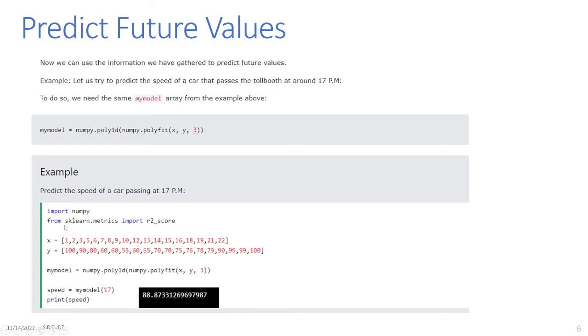So import numpy, from sklearn.metrics import r2_score, and then we have here x. I don't think we need this one, but it's okay. So x equals the value, y equals the value. My model is equal to numpy.poly1d(numpy.polyfit(x, y, 3)), and then mymodel(17). That's the value of x. Speed, so print speed, 88.87. So this is most probably the speed of the car at this time.